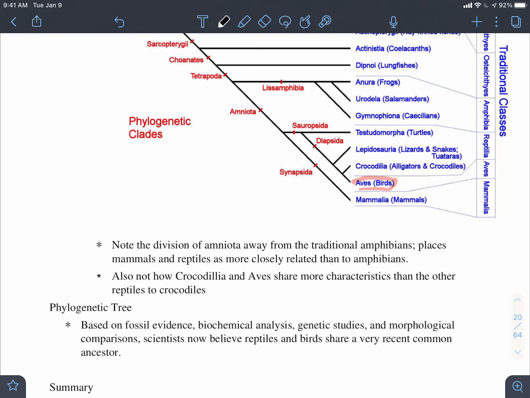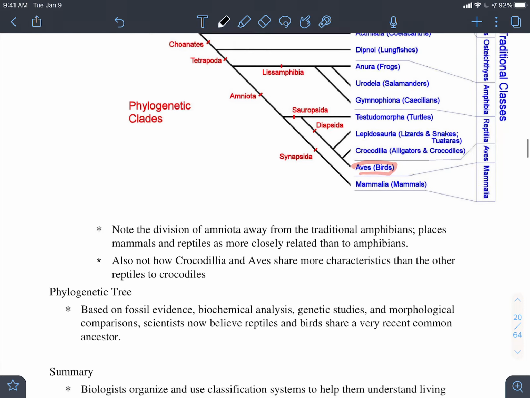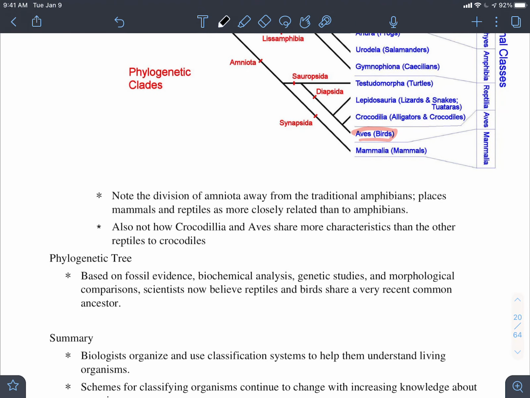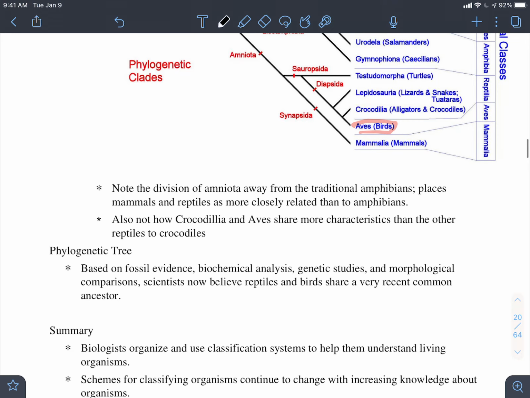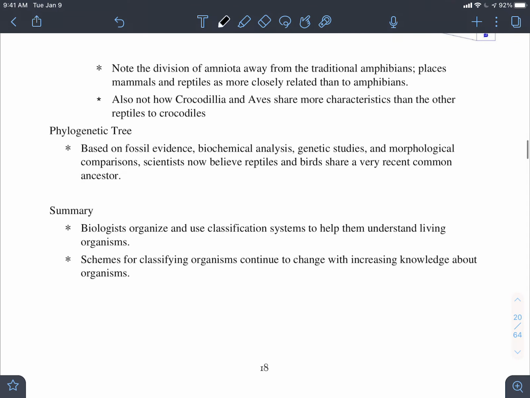This places mammals and reptiles as more closely related than to amphibians, and we also see that crocodilia and aves share more characteristics than other reptiles to crocodiles. So oddly enough, birds and lizards, which you might think of lizards having some similarity to birds, maybe less so than the crocodiles. You would have thought. They actually don't. If we really break down the fossil evidence, the biochemical evidence, the genetic evidence, the morphology, we would now be led to believe that reptiles and birds share these commonalities, and crocodiles and birds share even more commonalities.